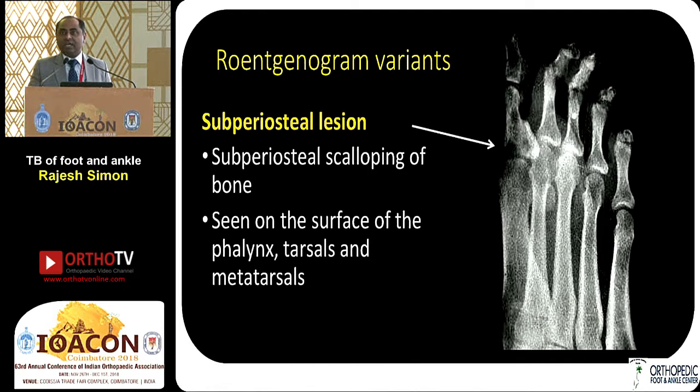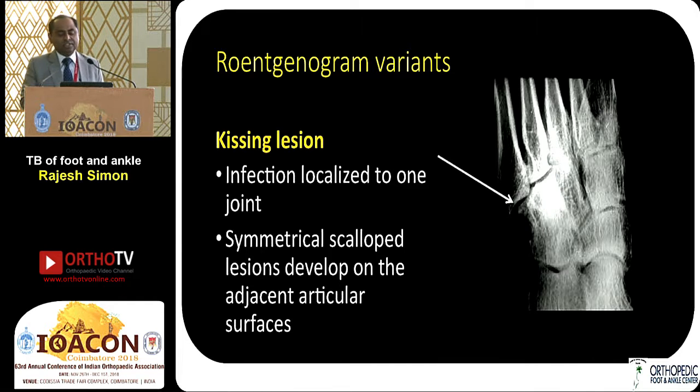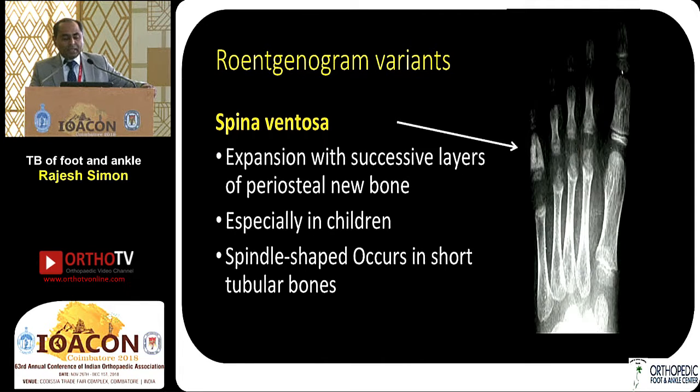If the scalloping lesion is happening on either side of the joint, it is called a kissing lesion. This is also seen more commonly in the tarsometatarsal area. The spina ventosa, as was described in the hand, is also seen in the foot tubular bones. It is because of the successive layers of periosteal new bone, which gives this effect of spina ventosa, and this is seen more in children.